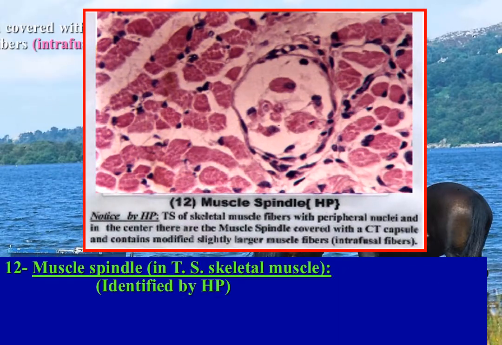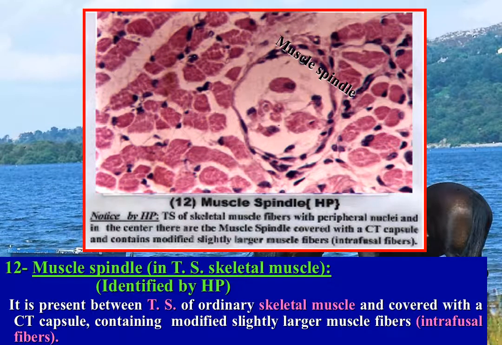Muscle spindle. It is present between transverse sections of ordinary skeletal muscle fibers with peripheral flattened nuclei. It is oval in shape, covered with a capsule containing modified, slightly larger muscle fibers, the intrafusal muscle fibers.